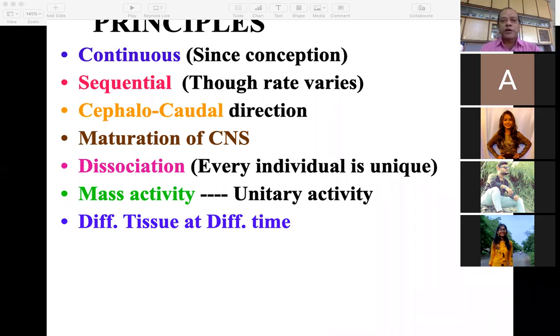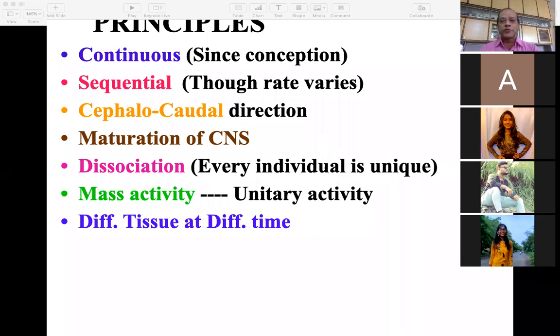Another very important principle is growth and development is cephalocaudal in direction. That means the brain grows first, then the trunk, and then the limbs. This we'll understand as we discuss further. The important thing we have to understand is that growth and development depends on the maturation of CNS. So for any reason, if CNS does not mature, the growth and development will be delayed, as it happens in cerebral palsy or in a mentally retarded child.